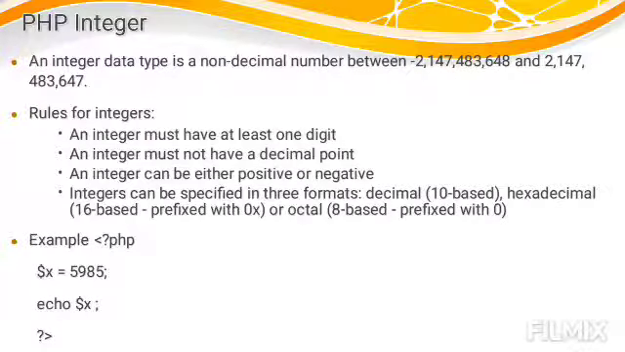PHP integers. You are all familiar with the basic data types: string, integer, float, etc. An integer is a non-decimal number between some range. An integer must have at least one digit and must not have a decimal point. An integer can be either positive or negative. For example, $x is equal to 5985. Here $x is an integer variable.